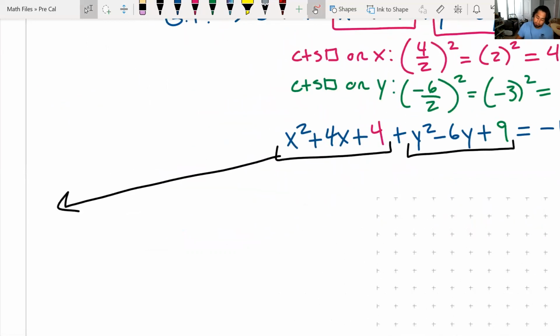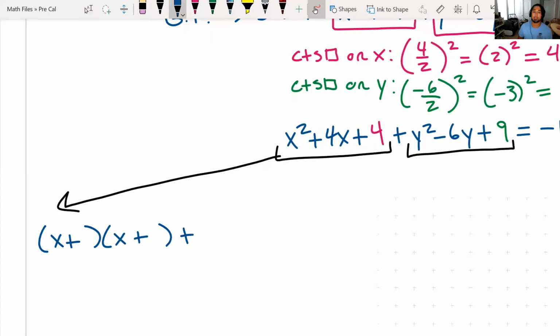And I'll start factoring. X squared plus 4x plus 4, that's plus plus, which means you get x plus a number, x plus a number, plus, now for the y's, it's minus plus, so you'll have y minus a number, y minus a number, equal to, and we'll get there in a second. Looking at the x's, x squared plus 4x plus 4, what are the only factors of 4 that can make 4? That is 2 and 2. And then for y squared minus 6y plus 9, what are the only factors of 9 that can make 6? And of course, you say 3 and 3.